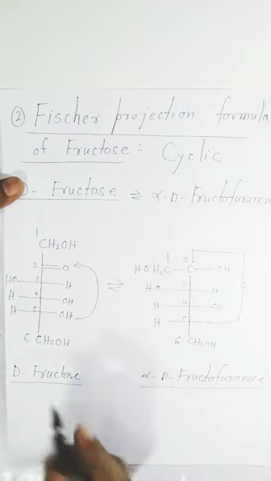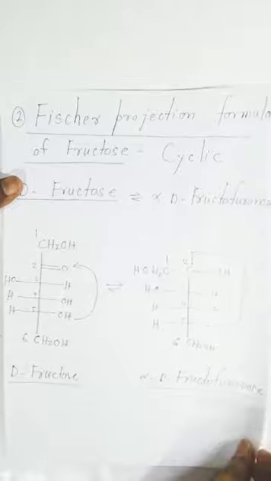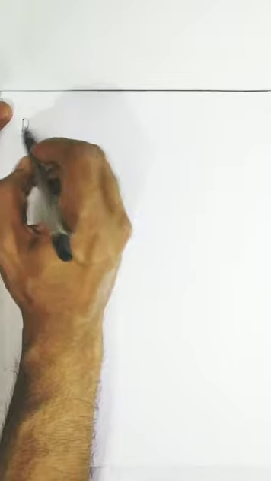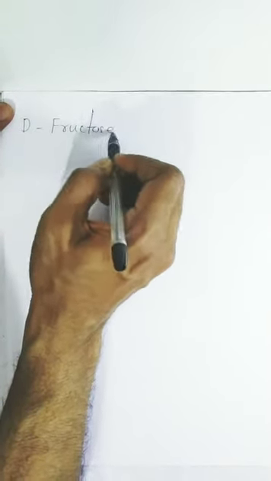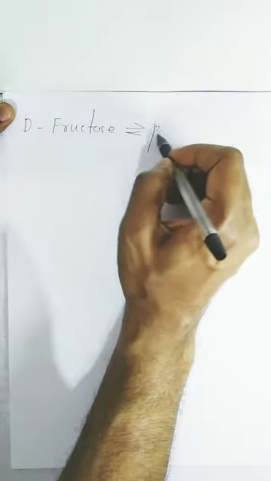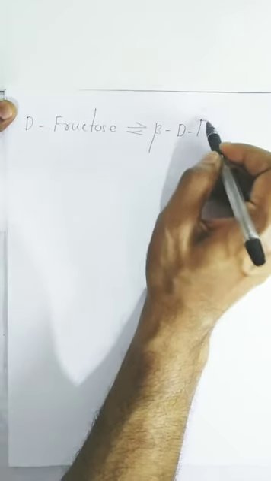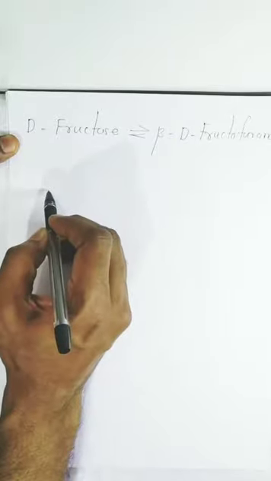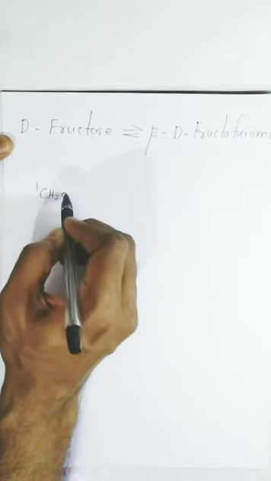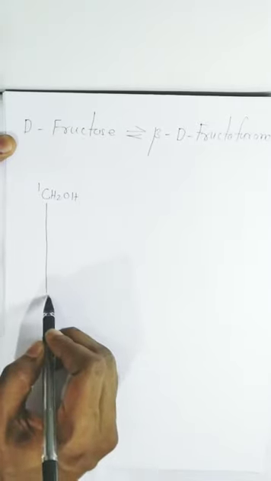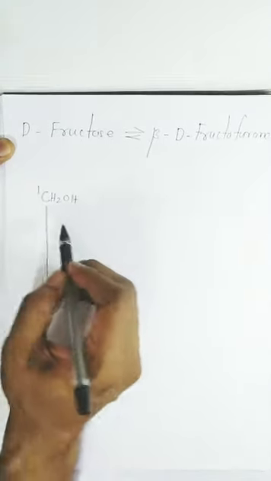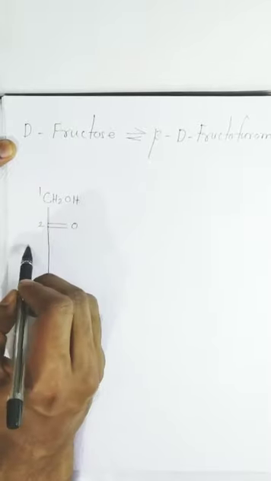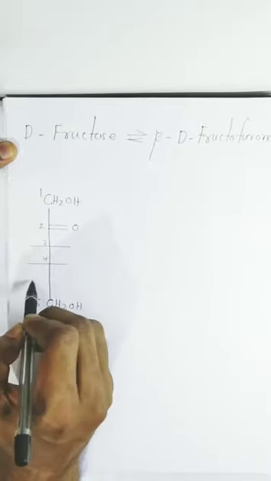Now students, we are going to convert D-fructose into beta D-fructofuranose. What happens in beta D-fructofuranose? Now we are converting D-fructose into beta D-fructofuranose. First write down the structure of D-fructose. The first carbon contains CH2OH. The sixth carbon also contains CH2OH. Second carbon will contain the keto group, then the third carbon, fourth carbon, and this is the fifth carbon.